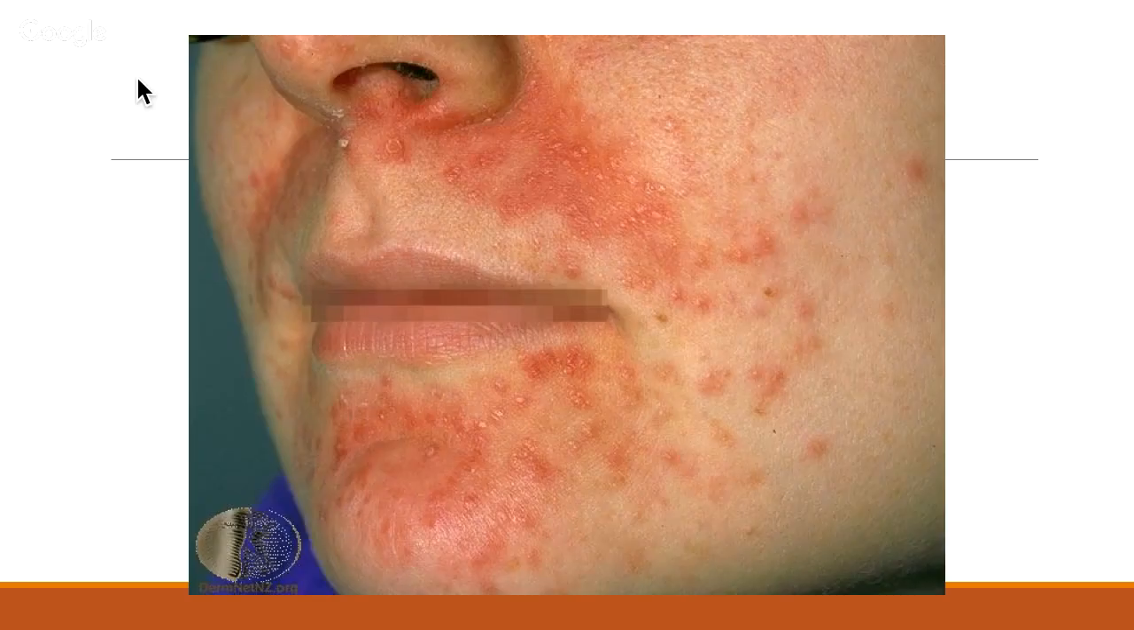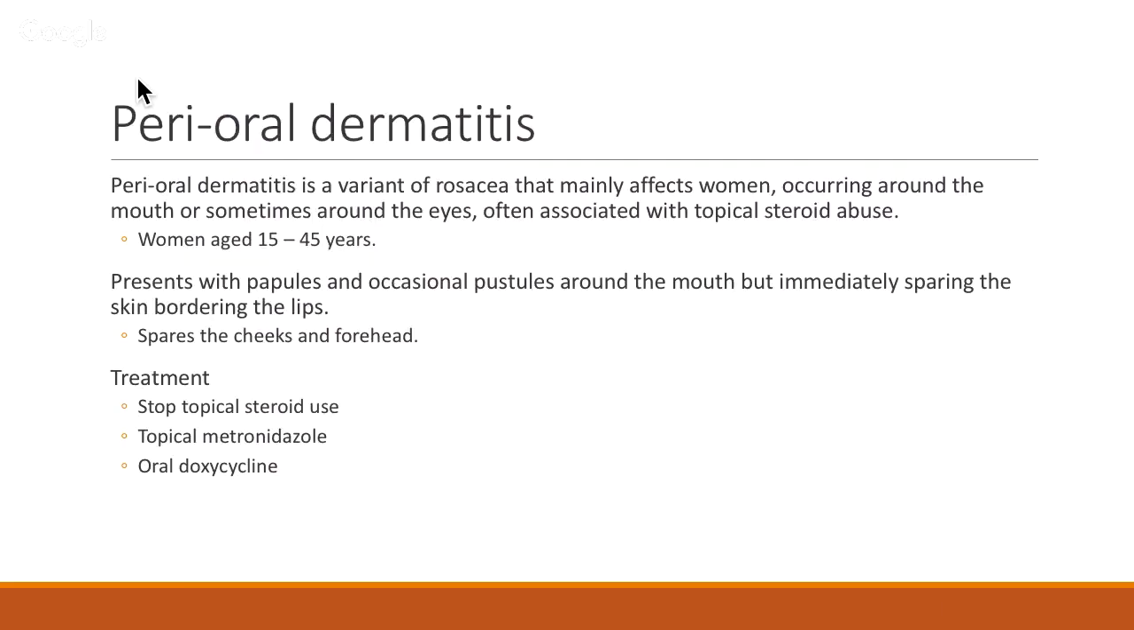So you've got papules surrounding the mouth, but there's that immediate sparing around the mouth region. And this is very characteristic of perioral dermatitis. What normally causes perioral dermatitis? What's the classical history of it? Normally secondary to topical steroid application.